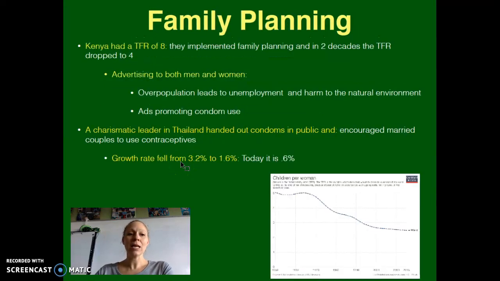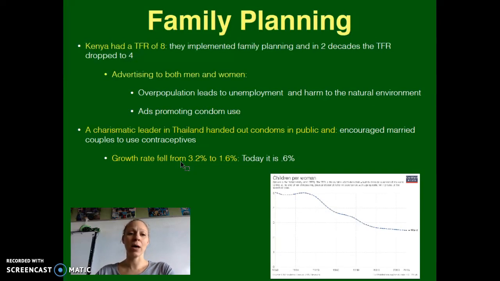And so family planning had a positive example in Kenya, where the total fertility rate was 8 in the 1970s. And then the government implemented family planning, and within 2 decades, the total fertility dropped to 4. And so they did this by advertising to both men and women and educating, saying that overpopulation leads to unemployment, so a lower quality of life, and harm to the natural environment. And they also used ads promoting condom use, so it became popular to have fewer children.